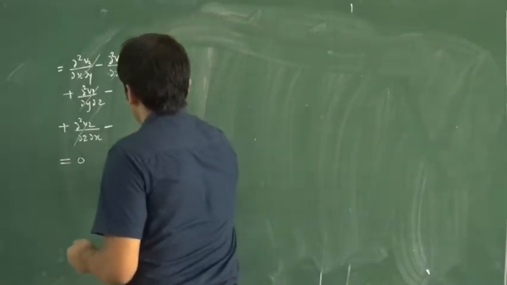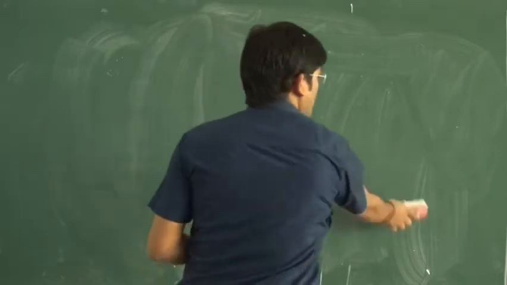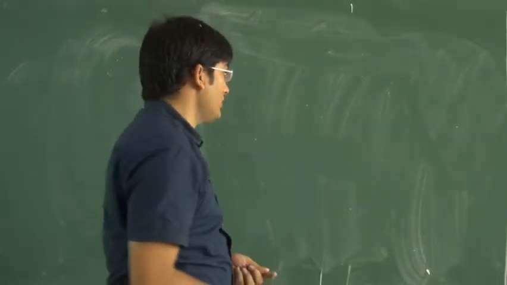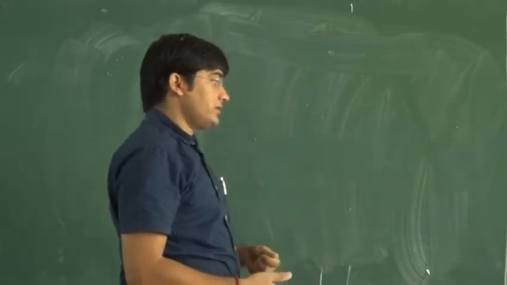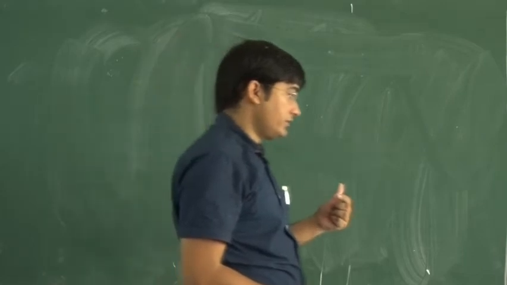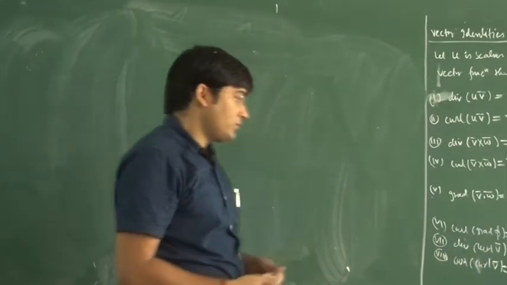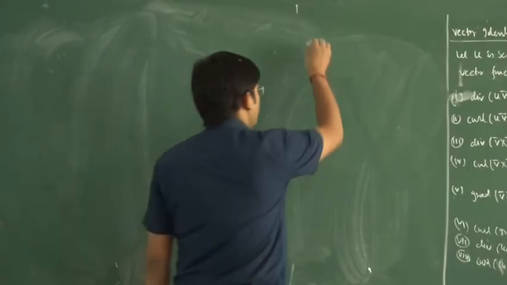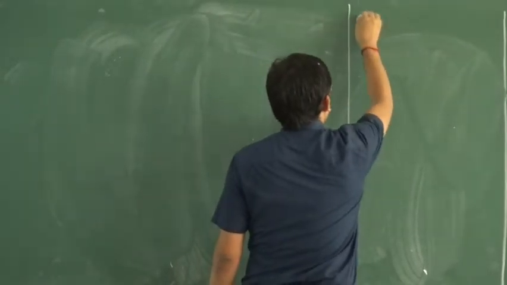So the last part is curl of curl V. I have already evaluated the curl V, and now let us take its curl. In the seventh part we took the divergence of curl V. Now in this part we will take the curl of curl V. So first of all, let us evaluate curl V. So we have this eighth part.